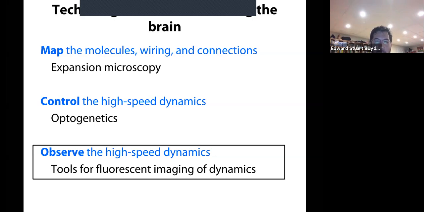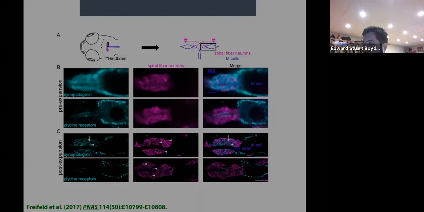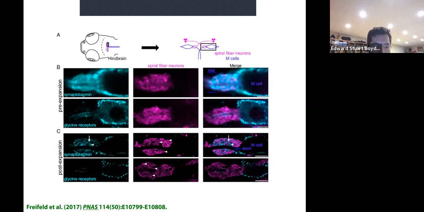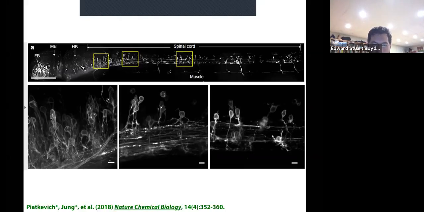Ideally, we would like to see all these technologies used together. In our group, we're starting to apply these tools to small brains like fish and worms. For example, Lamore Freifeld, when she was in my group, applied expansion microscopy to zebrafish, and JU recently optimized it for the worm C. elegans. We also, in the paper I mentioned earlier, applied voltage imaging to zebrafish and to C. elegans.